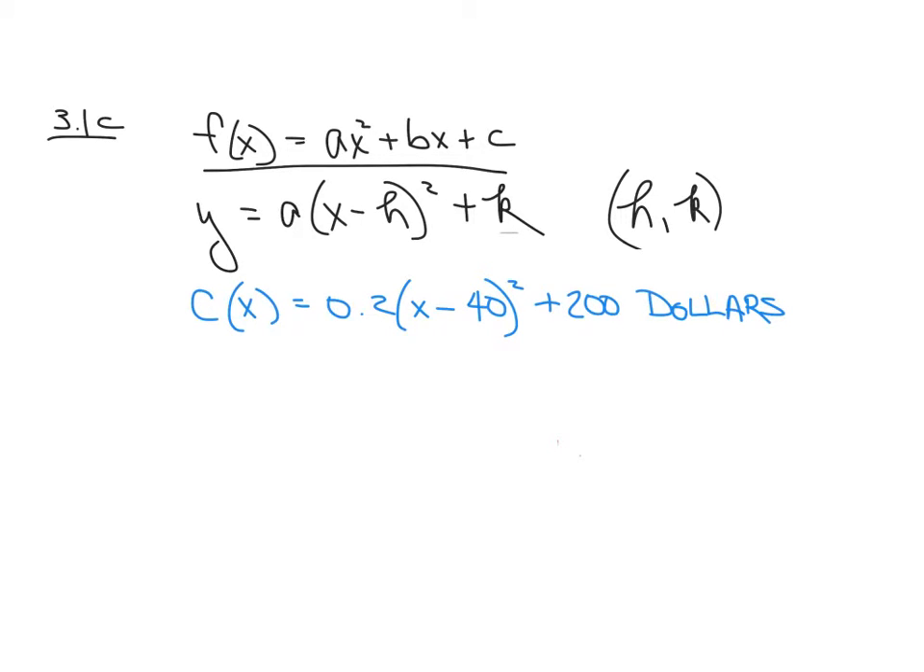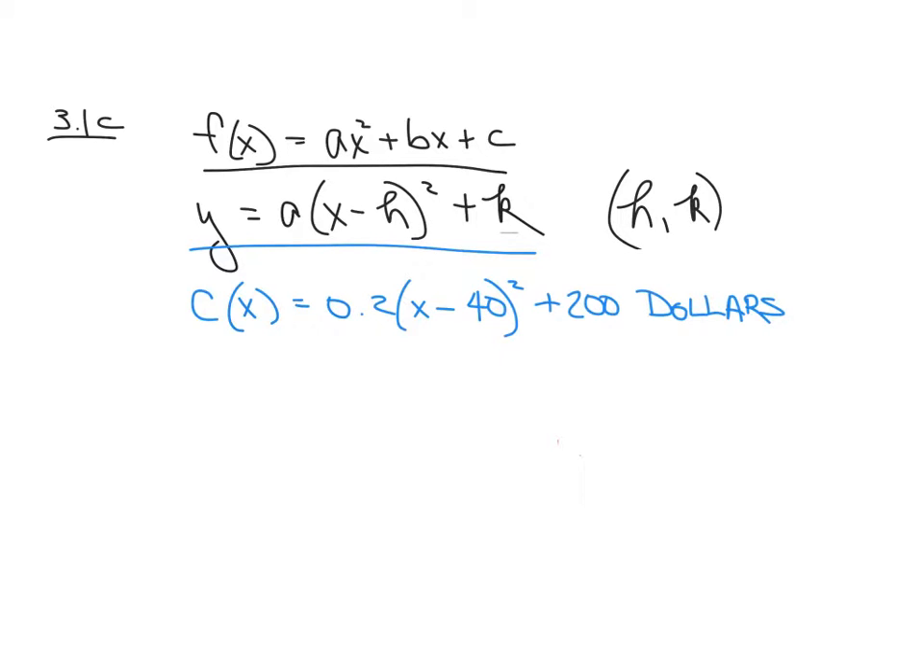Okay, so the first example, example 5, minimizing costs. Using this vertex form of the quadratic function right there, notice that the cost for producing x Champions golf hats is given by this function, where x is the number of hats, and this is the cost to make these hats. So if we're going to make 500 hats, we're going to put 500 in there, minus 40, square it, times 0.2, add 200, and that will be the cost to make these hats.